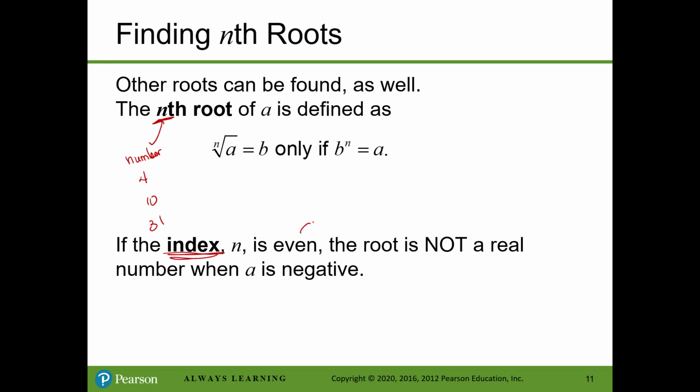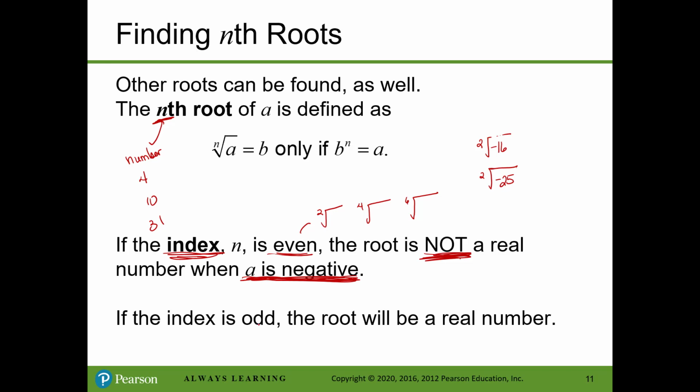If it's even, give me an example of an even number. Right. So a square root, or a 4th root, or a 6th root. Can I find any of these roots if the number underneath is negative? If you're like, I'm not sure, remember, we tried finding this a couple of slides back, didn't we? Could we do either one of them? Correct. No. If the index is even, the root is not real.